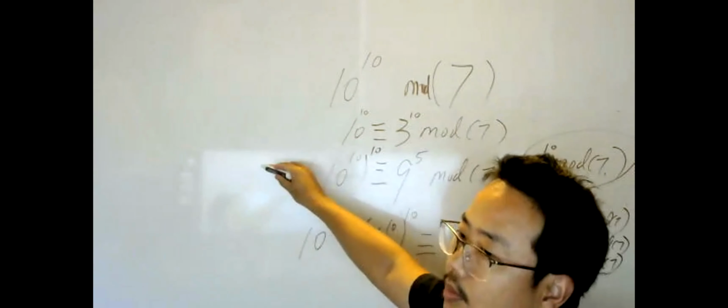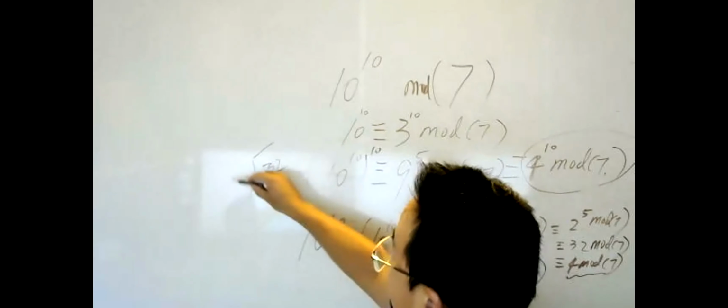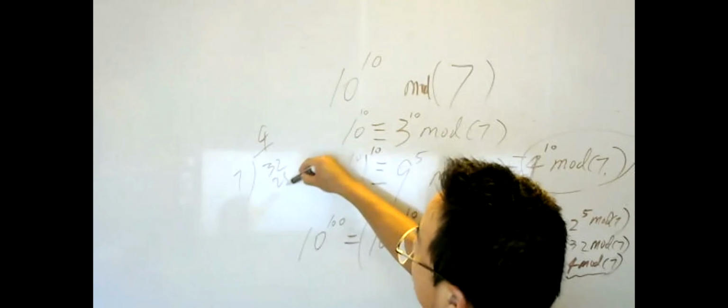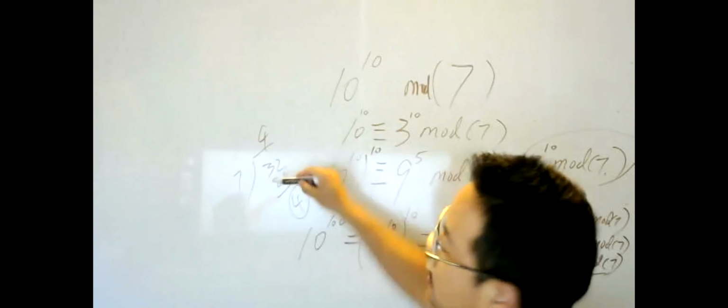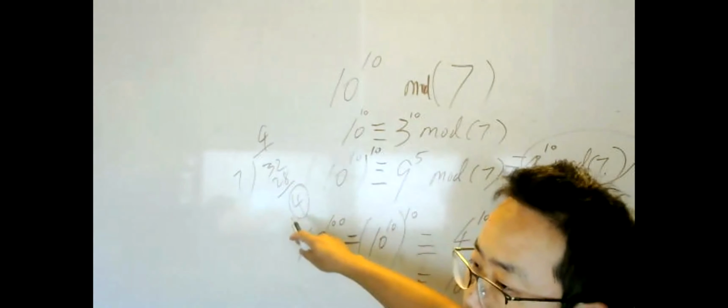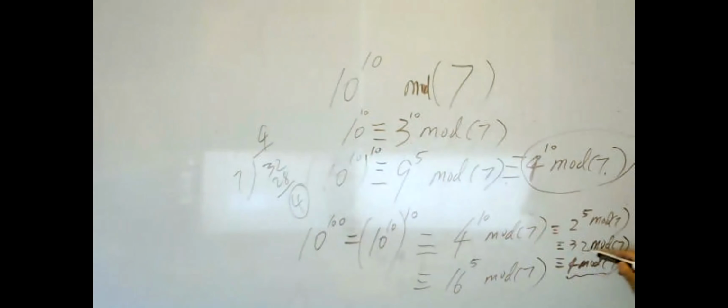Did everybody follow this? No, I don't get it. From 32 mod 7, how did you get 4 mod 7? Oh, 32 divided by 7 is 4 remainder of 4, right? Oh, okay. So this is how we get 32 mod 7 congruent to 4 mod 7.